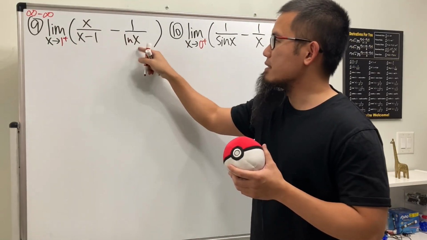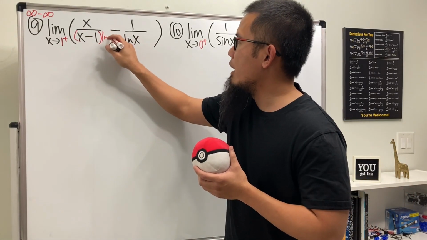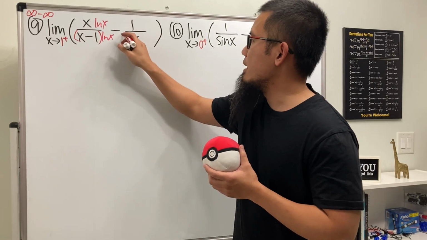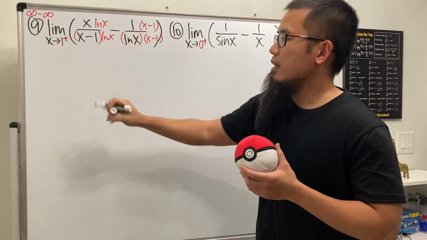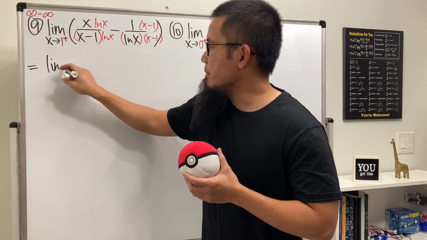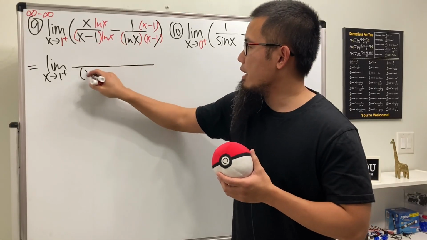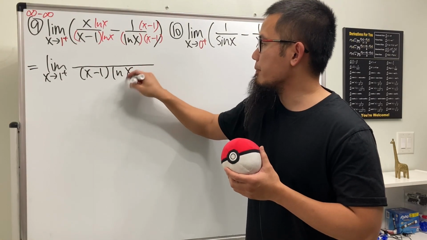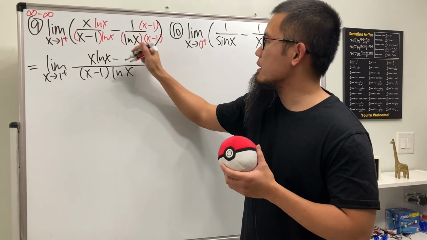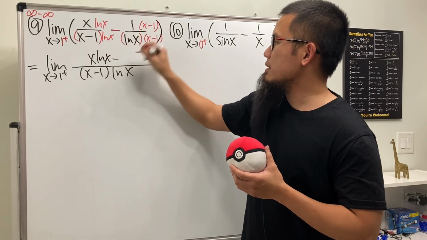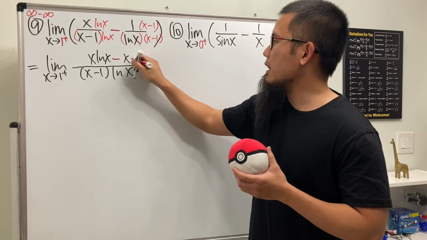We have this minus that. Why don't we combine the fractions? So let's multiply this by ln x, and then multiply this by x minus 1 over x minus 1. So we get the limit as x approaches 1 plus. On the bottom, we just have x minus 1 times ln x. On the top, we have x ln x minus, and perhaps minus times this, right? So distribute that: minus x and then plus 1.